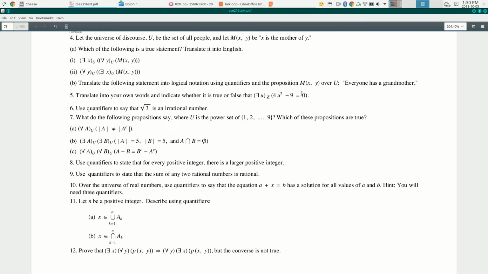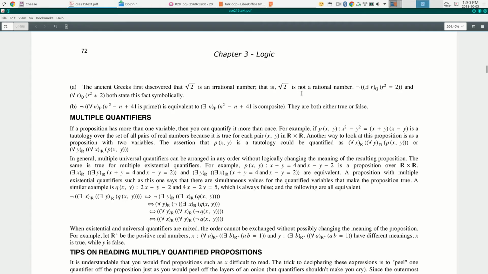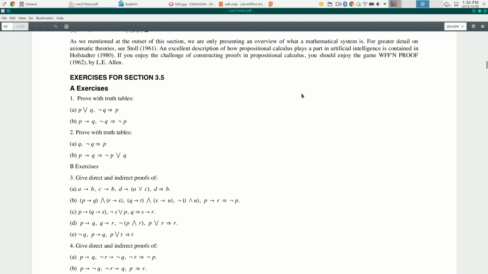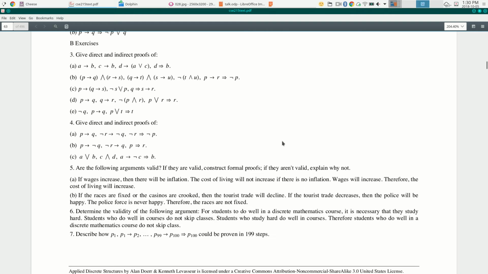Is there some sort of quick way that we know what sort of direction we should be taking with the proof, like direct or indirect? Not really. So it's just kind of think it through a little bit. But a really good problem set, and I think I gave you these, is 3.5, question 3. So it asks for direct and indirect proofs of these. Question 4, direct and indirect proofs of these. Those are really good to work on.